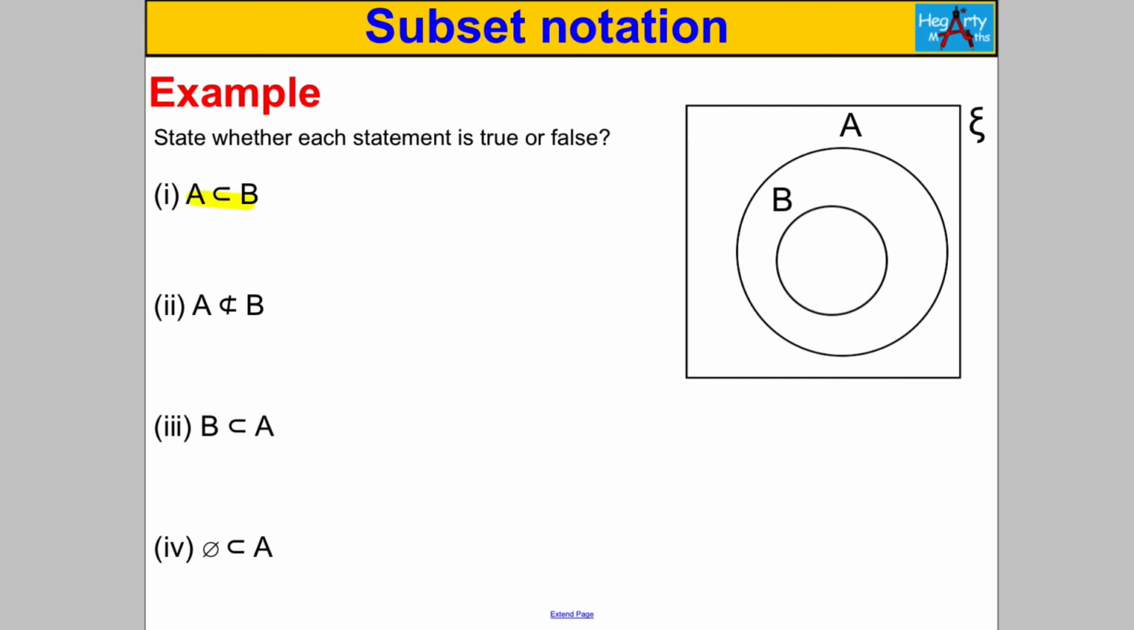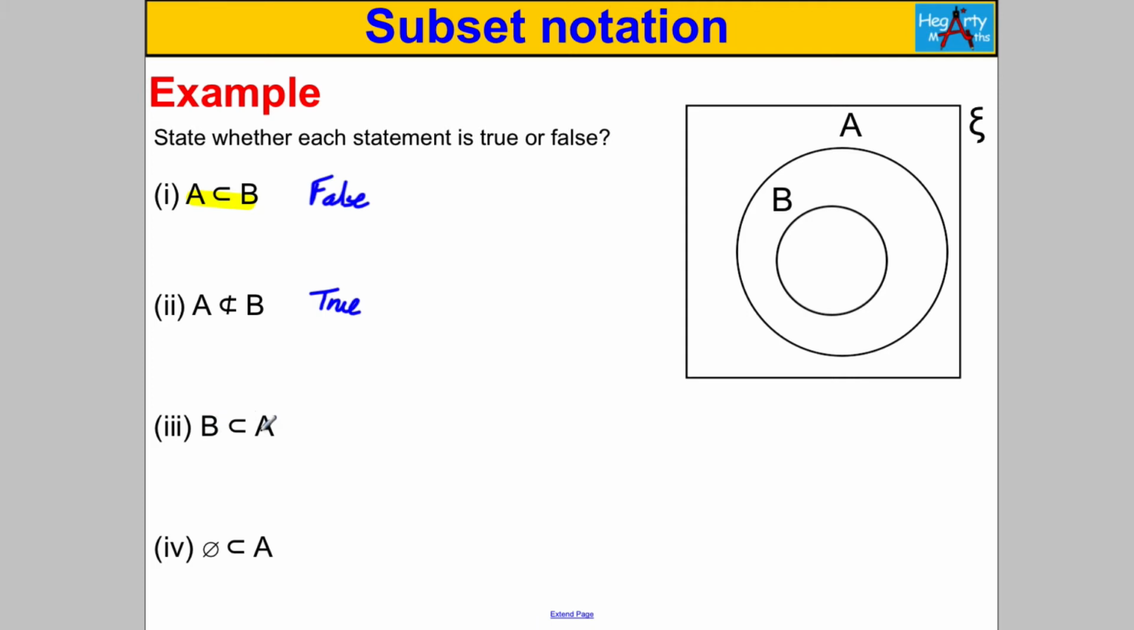Okay, the first one. Is A a proper subset of B? Is A entirely contained within B? No, it's not. A is bigger than B. In fact, B is entirely contained within A. This is certainly false. Now, the next one. This says A is not a proper subset of B. That's definitely true. We've just said if A is not a subset of B, then we can say this statement, A is not a proper subset of B, must therefore be true.